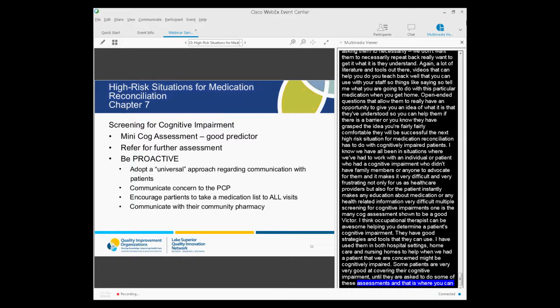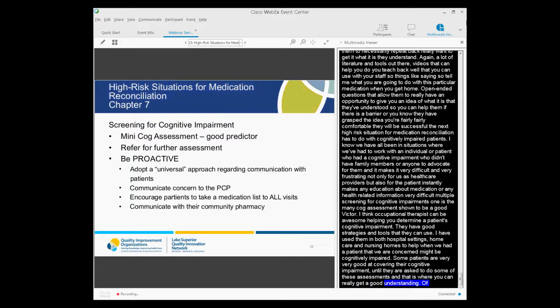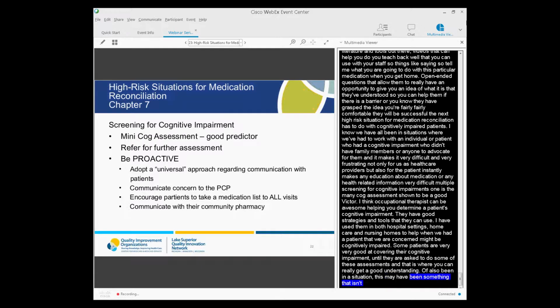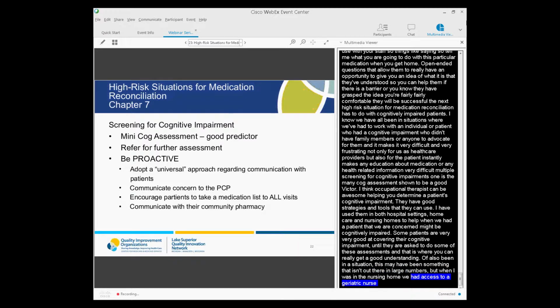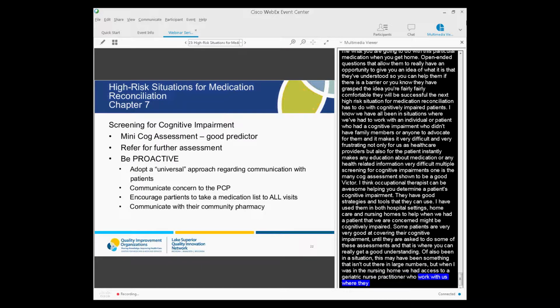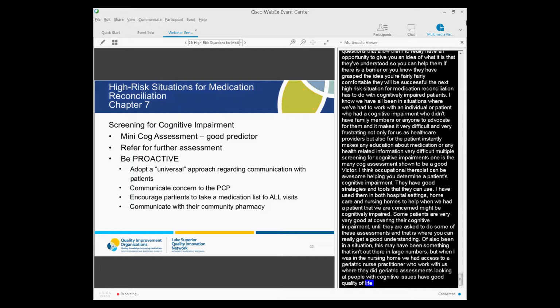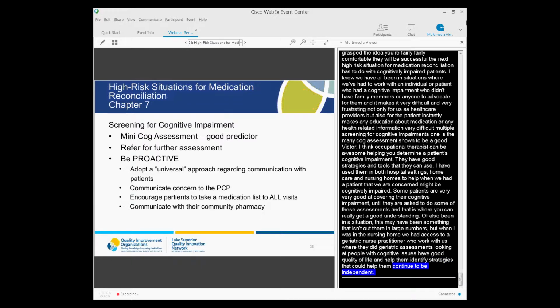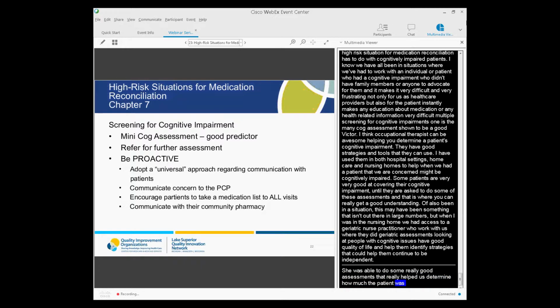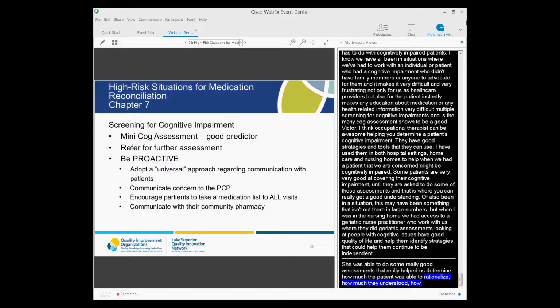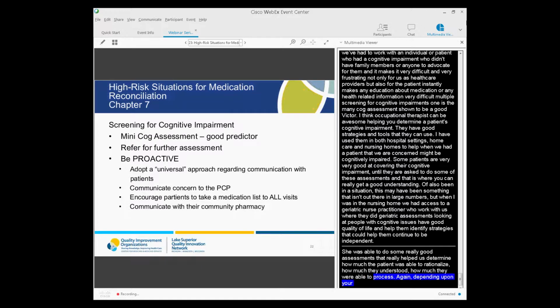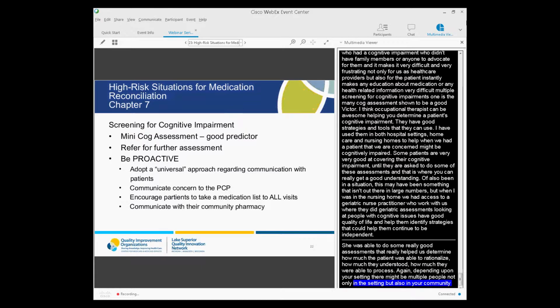I've also been in a situation, and this may not be out there in large numbers, but when I was in the nursing home, we had access to a geriatric nurse practitioner who worked in a clinic where they did geriatric assessments, and it was really about helping people with cognitive issues have good quality of life and identify strategies that could help them continue to be independent. But she was also able to do some really good assessments that helped us determine how much the patient was able to rationalize, how much they understood, how much they were able to process. So depending upon your setting, there might be multiple people, not only in the setting but also within your community, who may be able to help you do a deeper dive into an assessment for cognitive functioning.